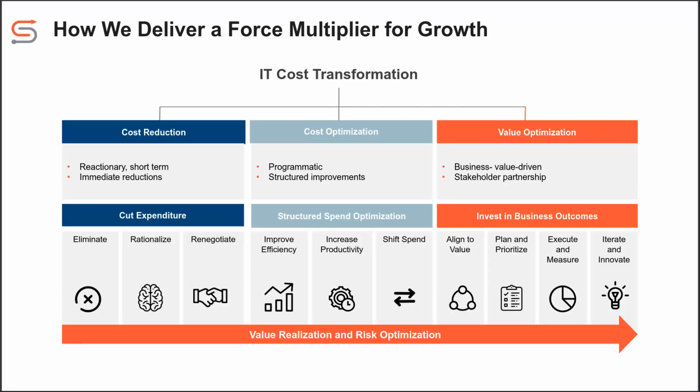So here's the framework that we employ in our customer base. How we deliver force multiplier for growth is primarily through three major milestones. We talked about cost reduction a little bit. As I stated before, it's completely necessary to strengthen the financial posture. And what you can expect during this process is to eliminate or plan for retirement of technologies that are not driving positive customer outcomes.